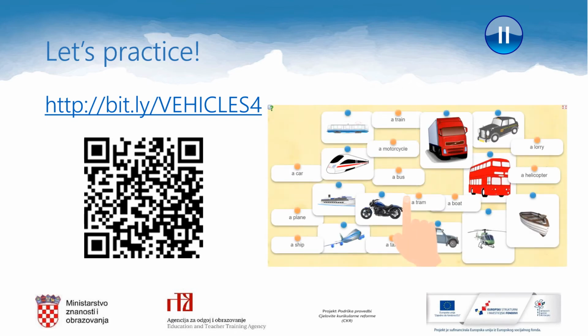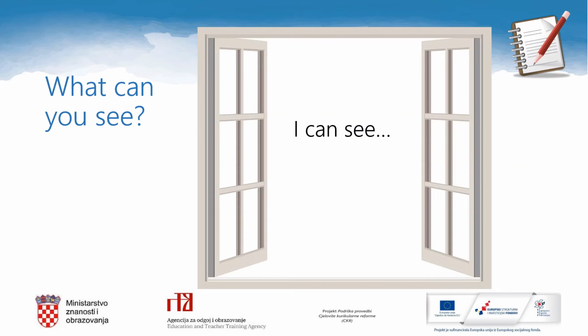And this is what your game looks like. When you're finished with the game, start the video again. What can you see when you look out of your window? Take a minute, stand up, look out of your window, and write the names of vehicles you can see and hear in your notebooks. You will send this task to your teacher.